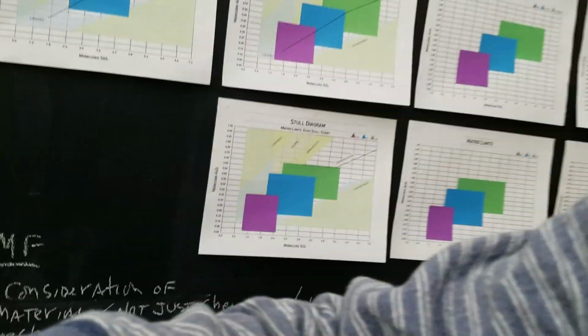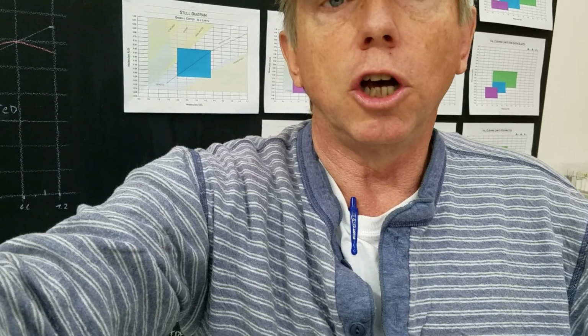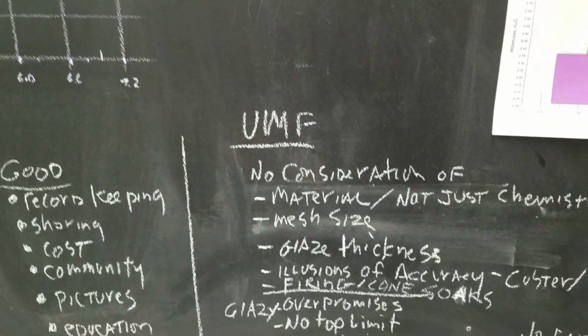All right, the things I don't like about UMF is there's no consideration of material. People who like Unity Molecular like to say things like, it's all chemistry. It's not all chemistry. Some of it's physics, the physical nature of the material we use. So if you use wollastonite at a certain mesh size, which they don't talk about, it's going to melt differently than whiting, which is a very fine particle and goes into a glaze melt really easily. Everything is, to me, dependent on firing, and they don't talk about that at all either.